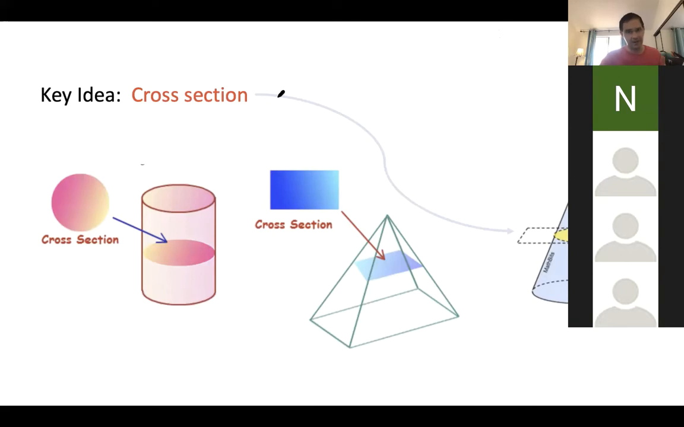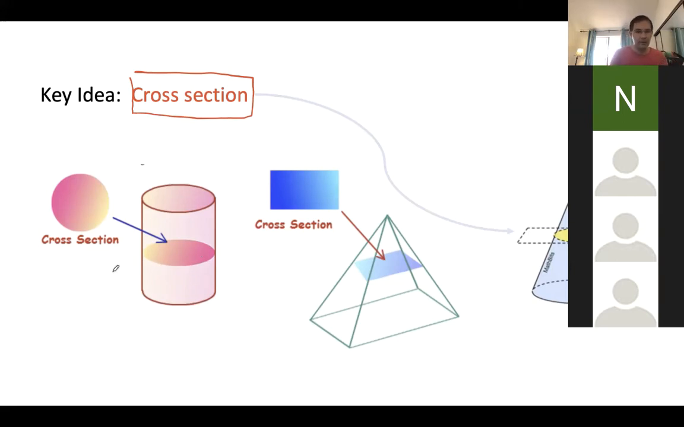Yes, those are the Platonic solids, exactly. Perfect. Excellent. Okay, so the key idea in this whole section is the idea of cross-section. So what I want to do is I want to say a few words about what is cross-section and then how to compute volume of a three-dimensional solid. So cross-section is when you have a three-dimensional solid, for example, the cylinder, and then you take the intersection of the cylinder with a plane.